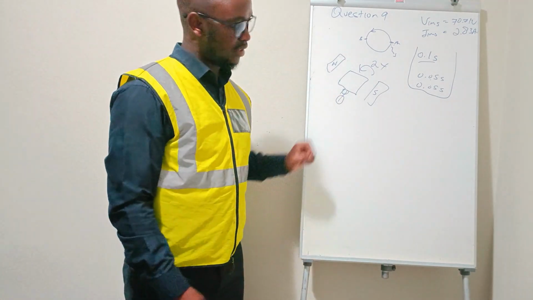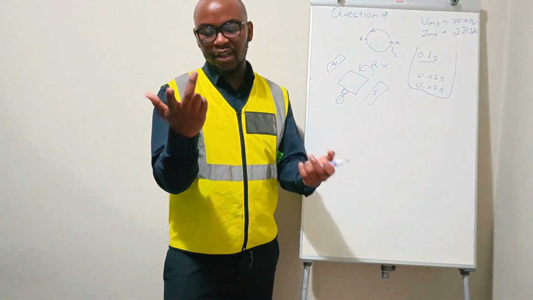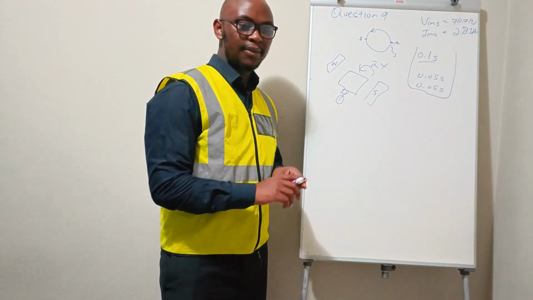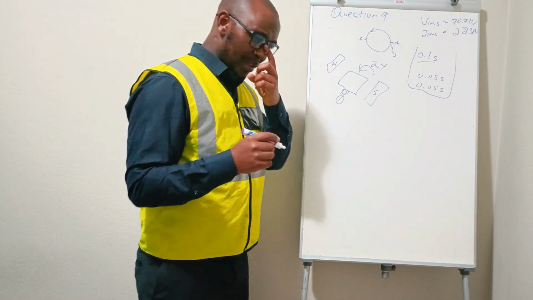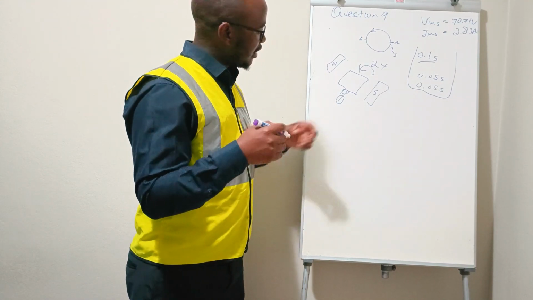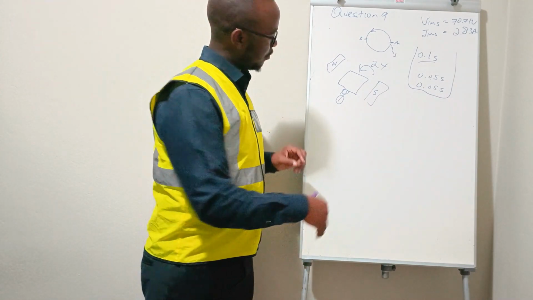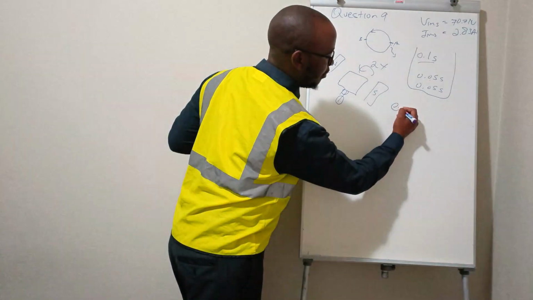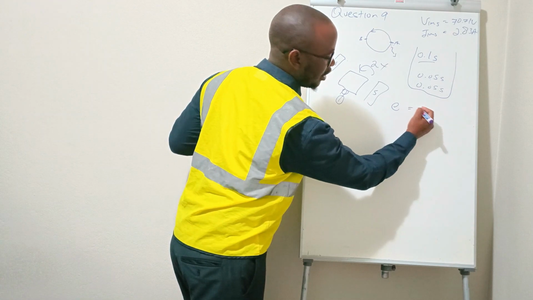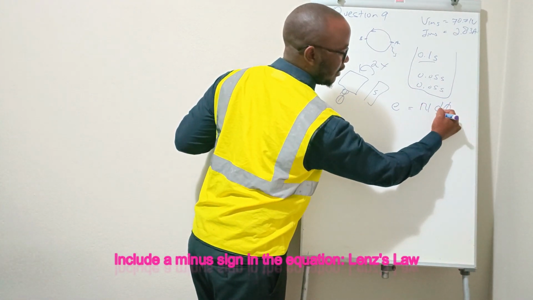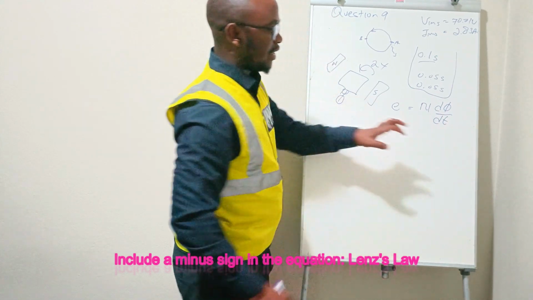into the conductor. And that is why we are using the left-hand rule and the right-hand rule to figure out the direction of that current. But what we should know is that a conductor that is moving through a magnetic field induces an EMF. So this is the formula: an EMF or voltage is equal to the number of turns multiplied by the change in flux.